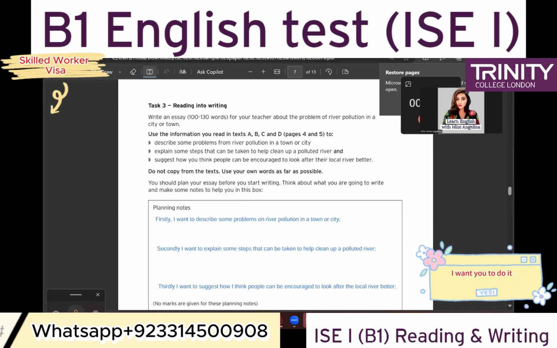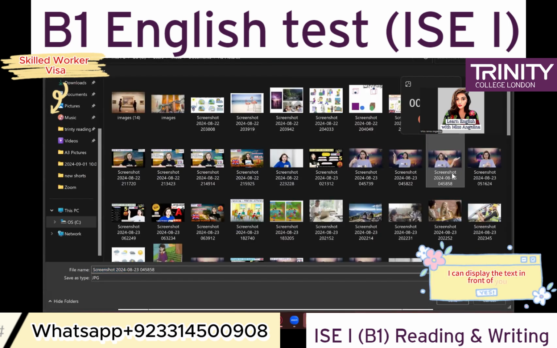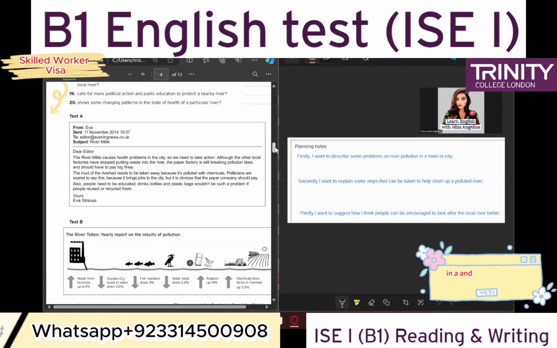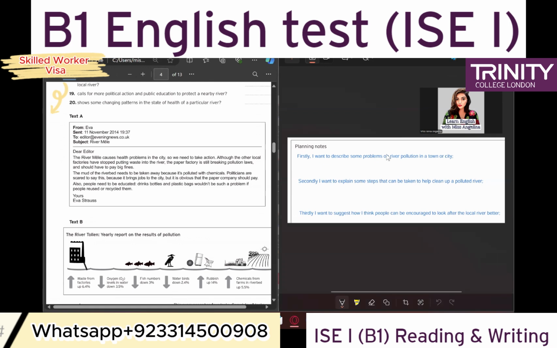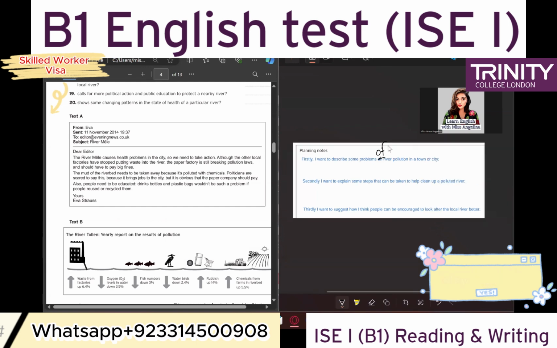I want you to do it by yourself. I can display the text in front of you and I can ask you to find the answers. In A and B, they have told about the problems on the river. I read this passage. Of course you can, because you have to write it down also and show it to me. If you don't want to write it, you can just tell me verbally. Okay. Dear editor, the river Mali causes health problems in the city, so we need to take action.